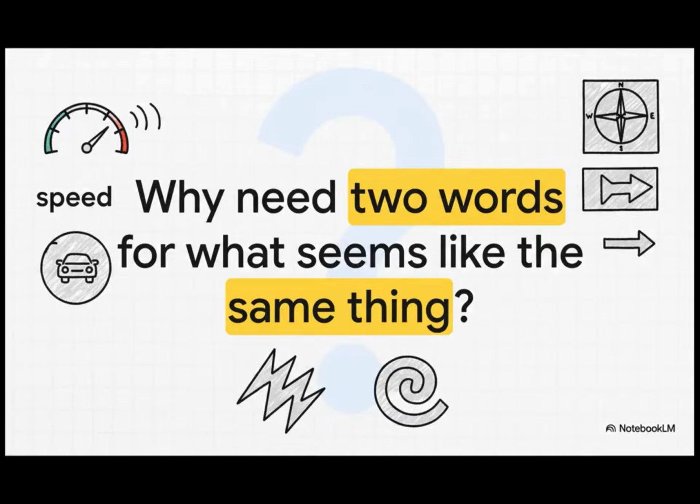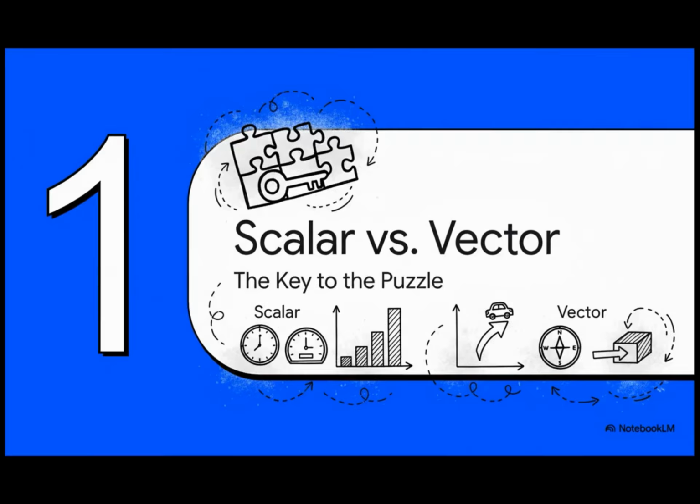So let's just get right to the heart of it. Why on earth do we even need two separate words for what feels like the same exact concept? I mean, it seems kind of redundant, doesn't it? Well, as it turns out, there's a really powerful reason, and it's a concept that lets us describe the world with amazing precision. And here it is.